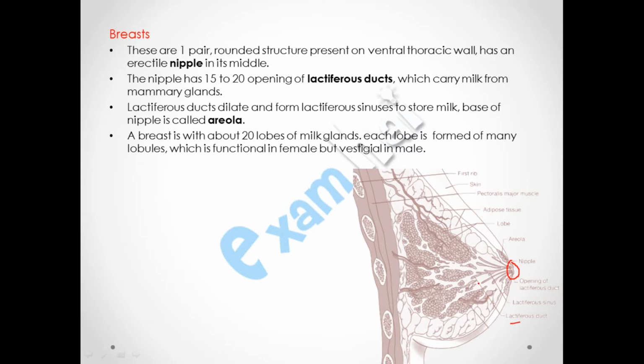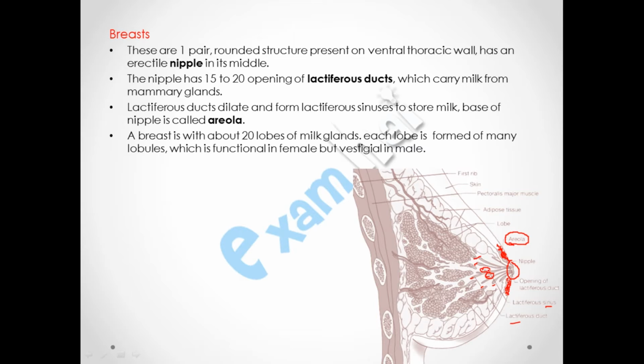As you can see, it has 15 to 20 openings of these lactiferous ducts, and these lactiferous ducts carry the milk from the mammary gland. These lactiferous ducts form the lactiferous sinus, as you can see in this diagram, and these lactiferous sinuses also store the milk. Okay, so as you can see, the base area of the nipple is pink in color, or in some it is dark brown, it varies. This base area is called the areola.